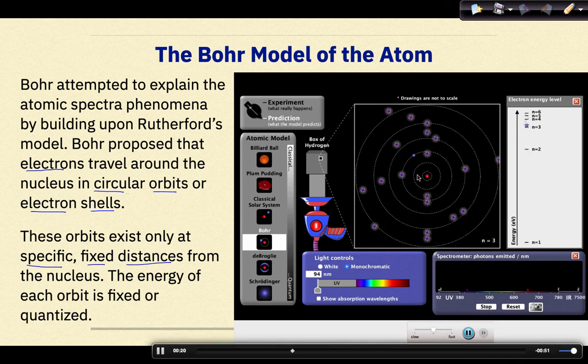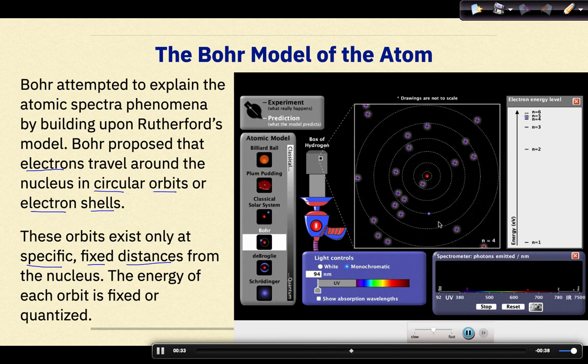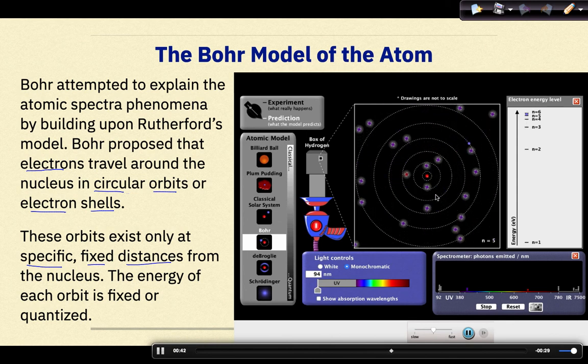So what we are seeing over here in this PhET simulation is our positively charged nucleus in the center, and each of these dotted circles that we see around the nucleus are representing our electron shells. And then ultimately, this blue dot that we see jumping all over the place is our one electron associated with a hydrogen atom.